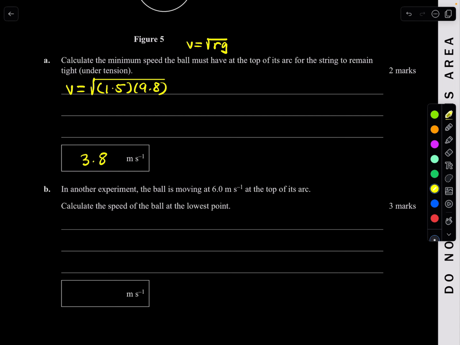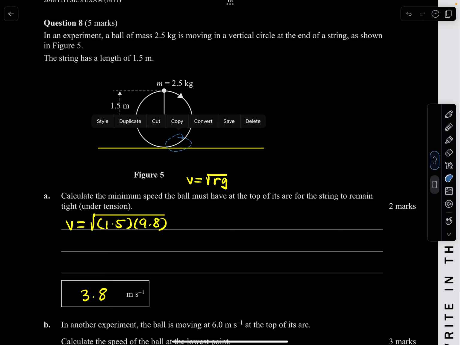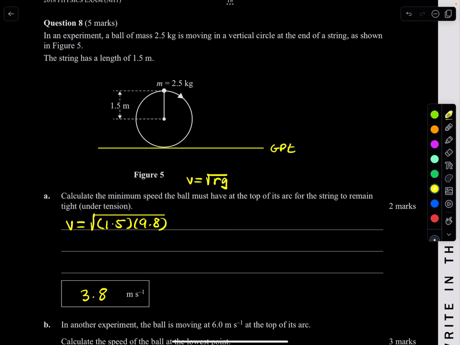So for this question, whenever they say calculate the speed at the lowest point, we're going to have to use some conservation of energy. That's the easiest way that I would do this question. So what I would do is think of this as a floor. This is your base. Imagine this part here is your floor. The circle's bottom, this is the floor. And of course, your GPE here is going to be 0 because there's no height.